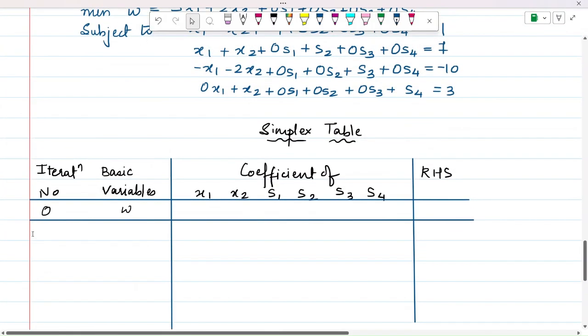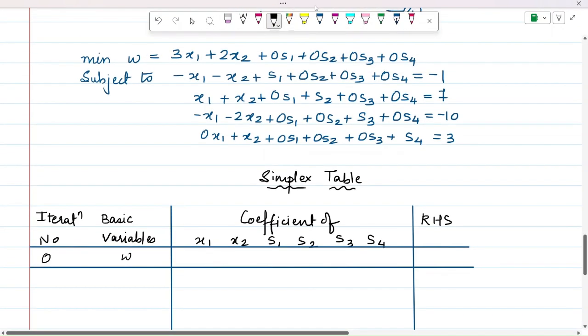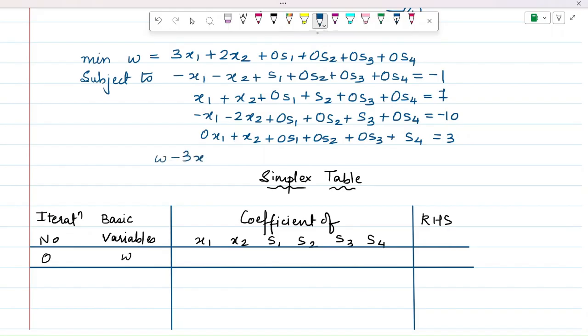In this case, the W row is again going to be making W equal to 0 first. So W minus 3x1 minus 2x2. Again, the zeros may not be negative. It doesn't make any difference whether they are positive or negative and equal to 0. So let me fill in the coefficients: -3, -2, 0, 0, 0, 0, and RHS is also 0.